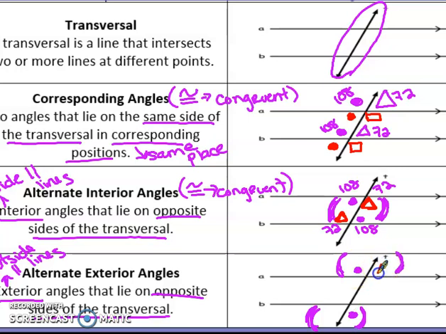Then I have my top right matches with my bottom left. They are both outside the parallel lines, so they are exterior, and they are alternate because they are on opposite sides of those parallel lines. So these are also going to be congruent. So if my top circle is 108, my bottom circle is 108. If my top triangle is 72, my bottom triangle is 72.